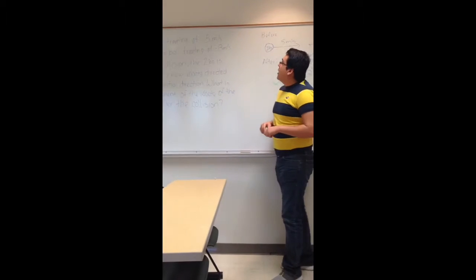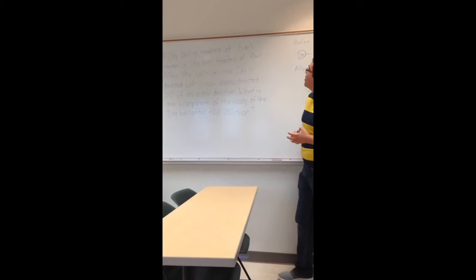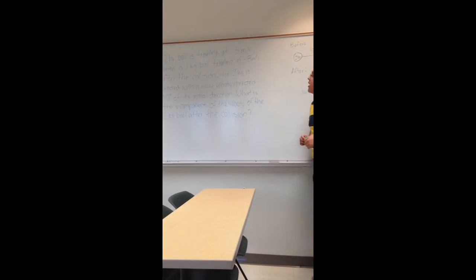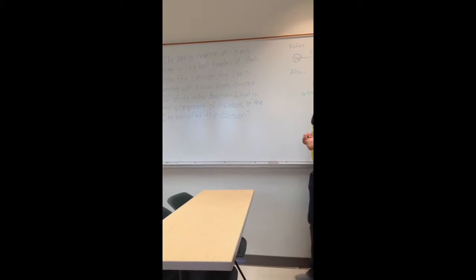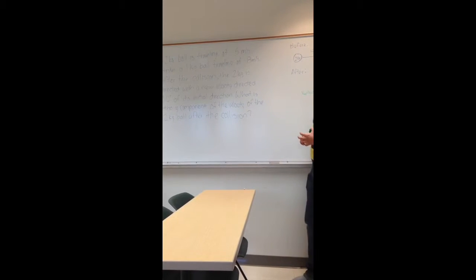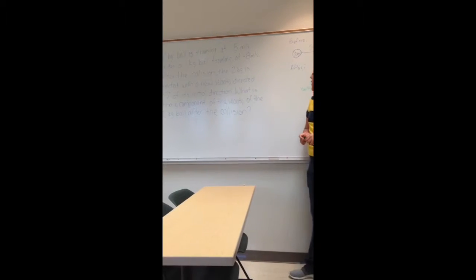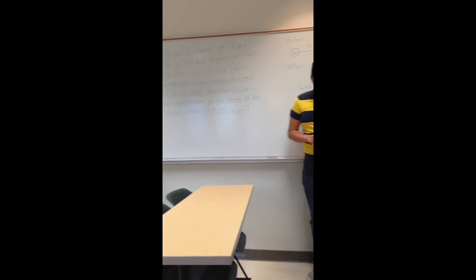A 2 kilogram ball traveling at 5 meters per second strikes a 1 kilogram ball traveling at -8 meters per second. After the collision, the 2 kilogram ball is directed with a new velocity at 30 degrees of its initial direction. What is the y component of the velocity of the 2 kilogram ball after the collision?